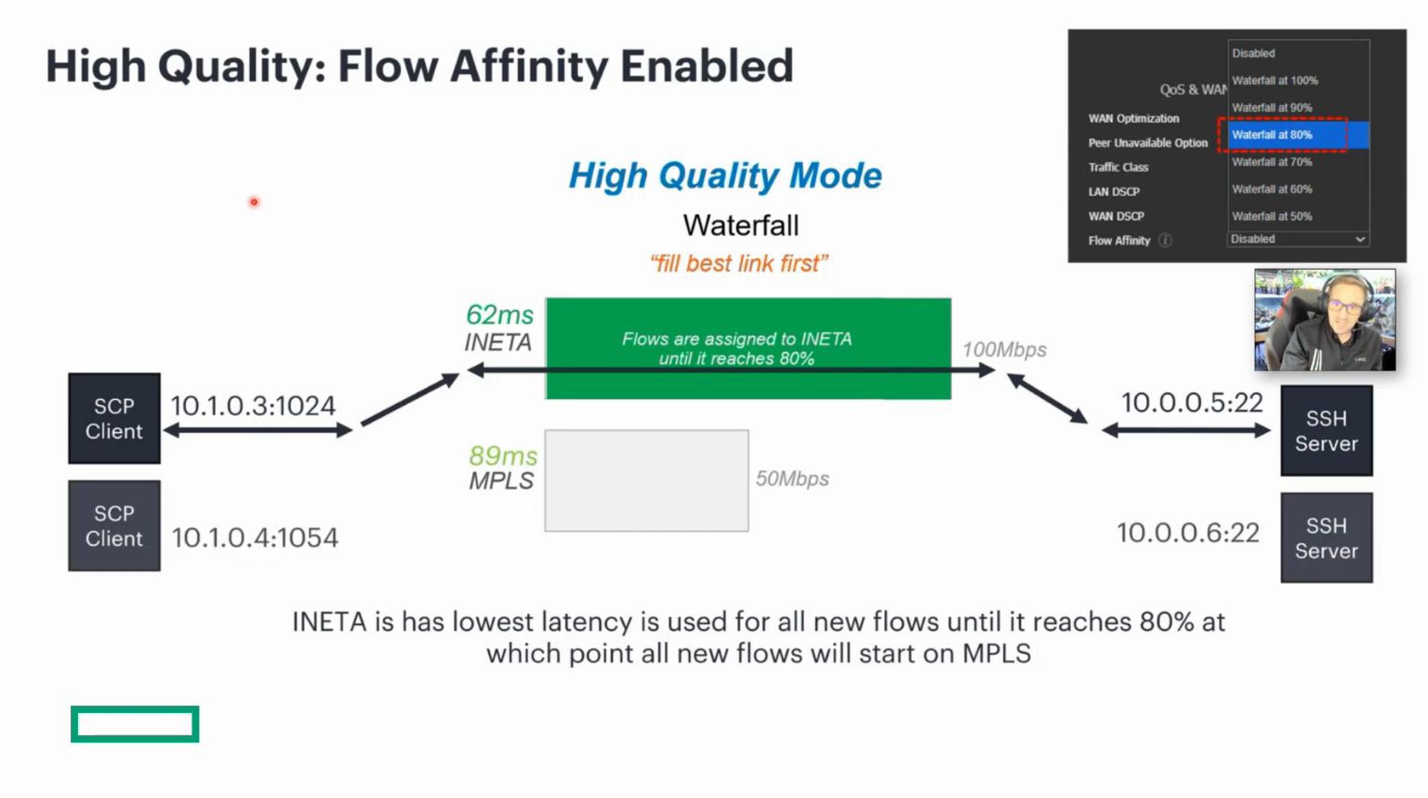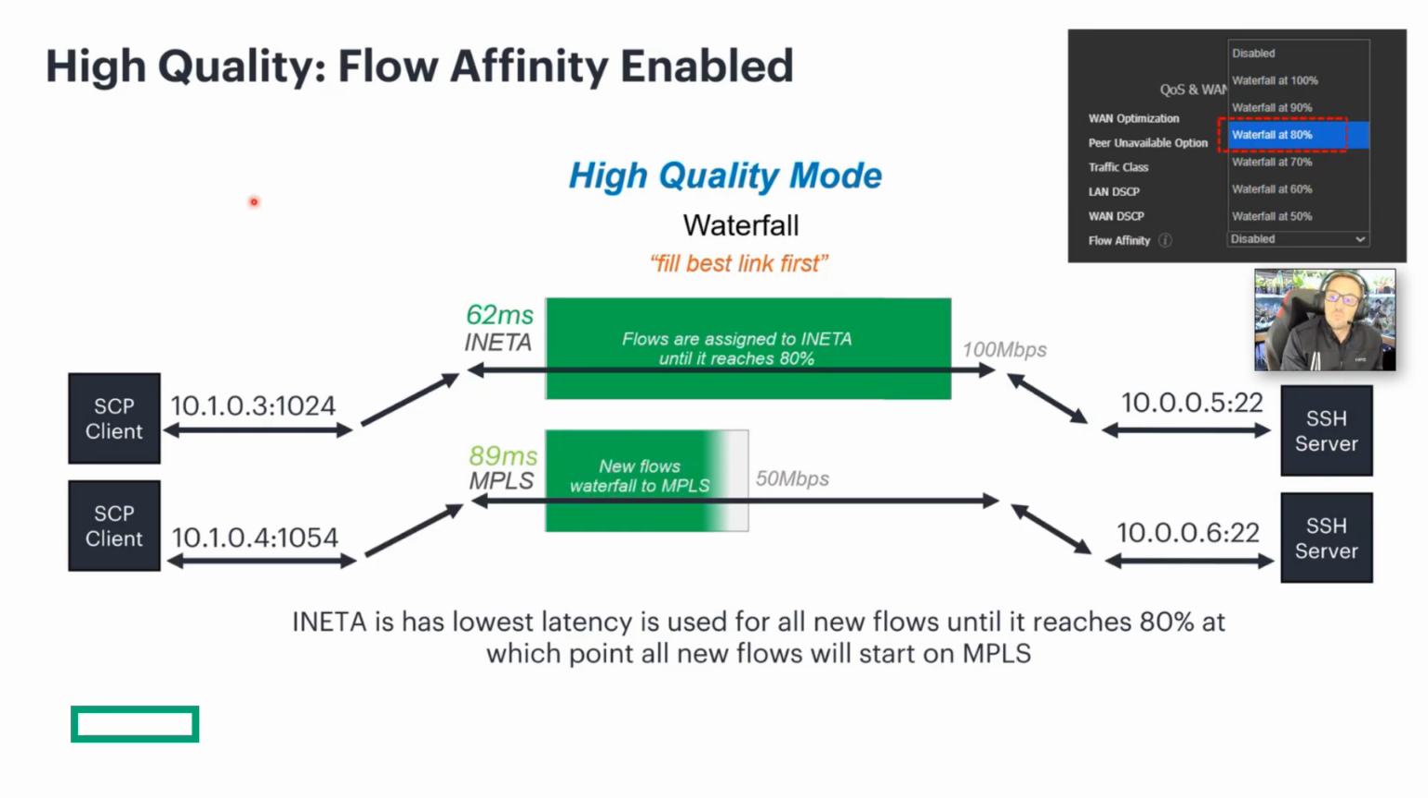But what happens is when the next flow gets ready to start, let's say another SCP client wants to talk to a different SCP server, or just another flow starts up, the algorithm will kick in. It'll say, look, the INET-A is already above 80%. So for this new flow that I'm about to start, I'm going to pick the next best link, which in this case is MPLS, 89 milliseconds, and it will assign that SCP flow to the MPLS underlay. So there's no per packet load balancing that ever happens here. That top flow is always going to be on INET-A, and the bottom flow is always going to be on MPLS.